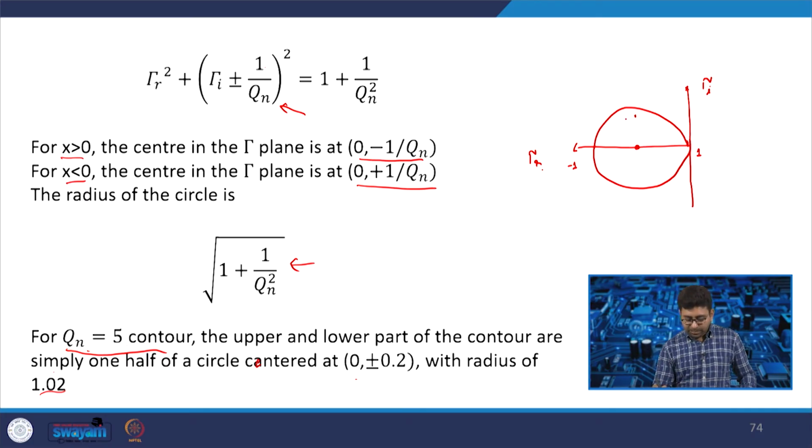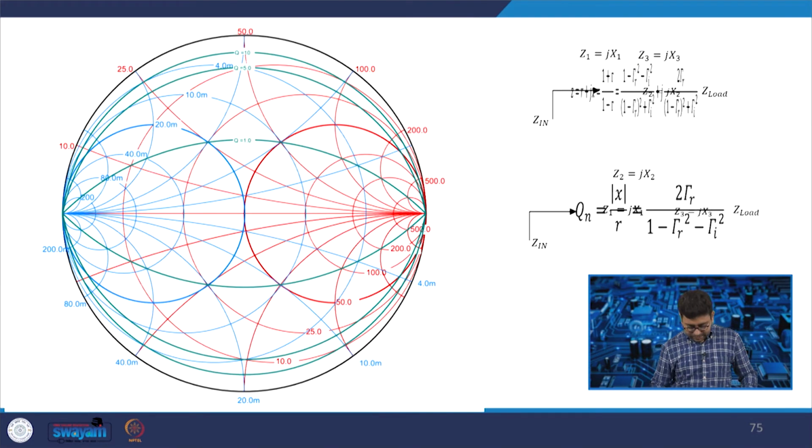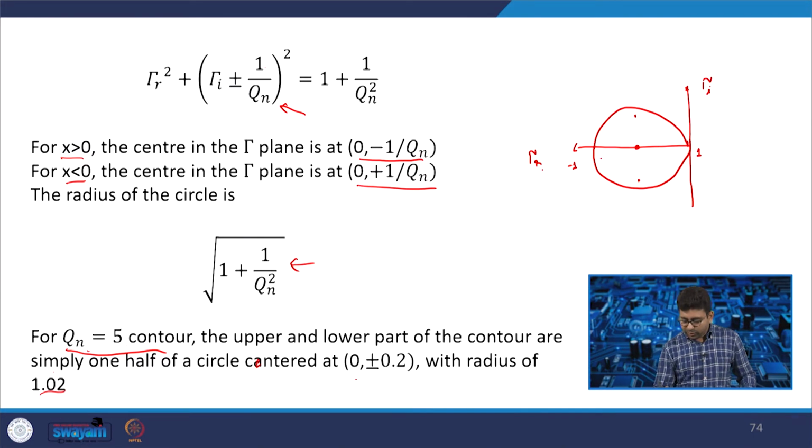For x less than 0 there is one circle, and for x greater than 0 there is another circle. There are 2 points, so you will get 2 circles. The circles will look something like this and like this. These are called the Q circles, the quality factor contours, the quality factor 5 contours.